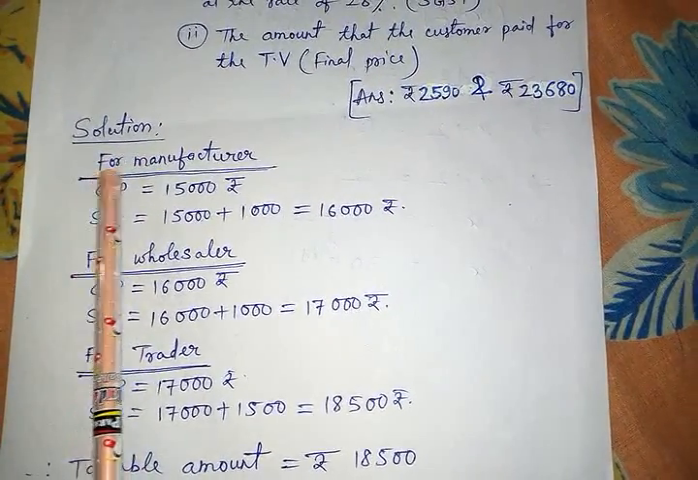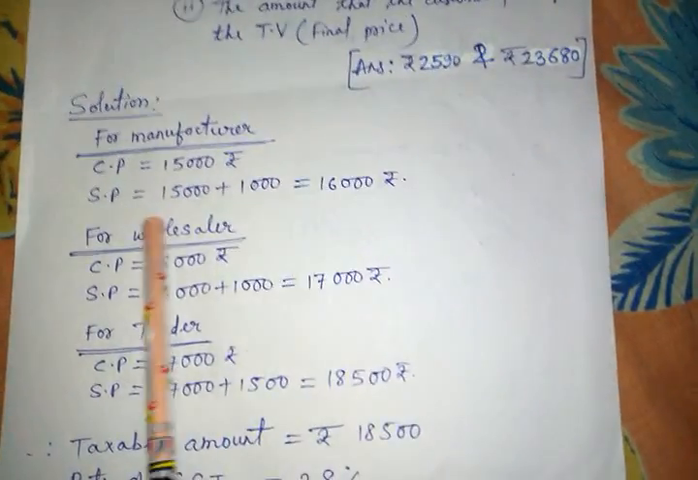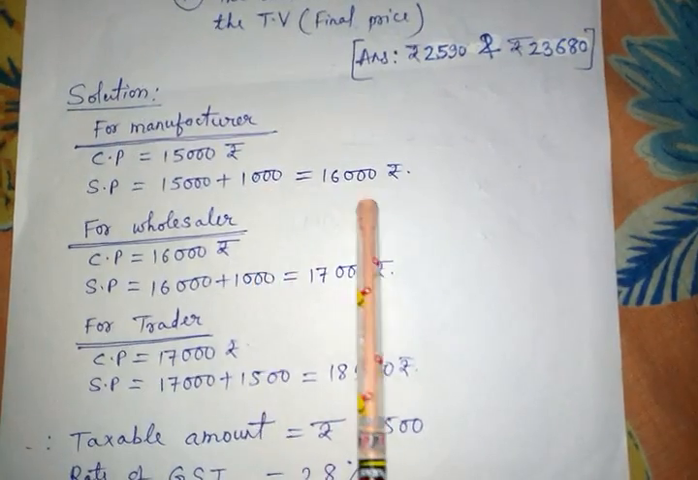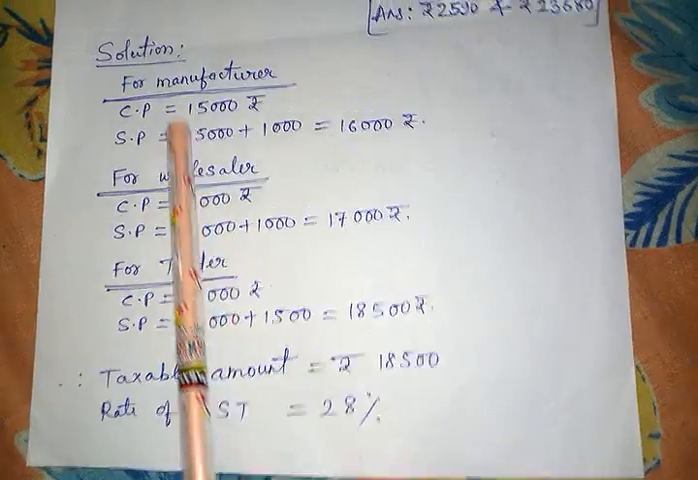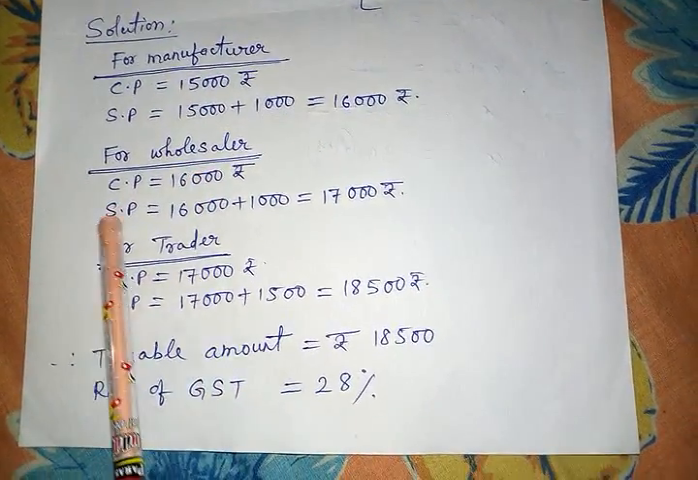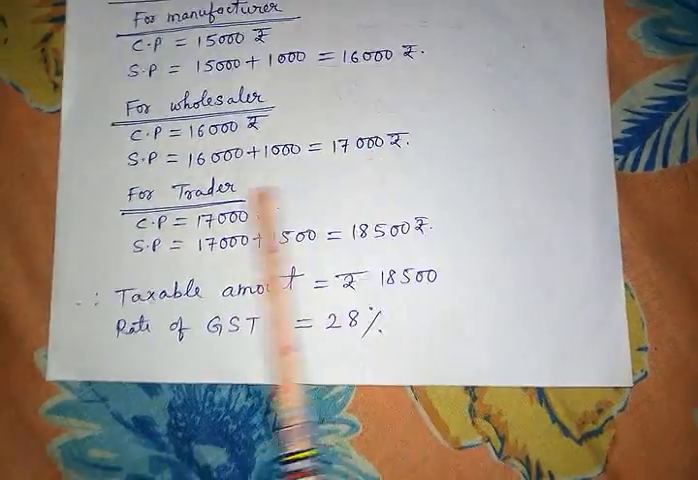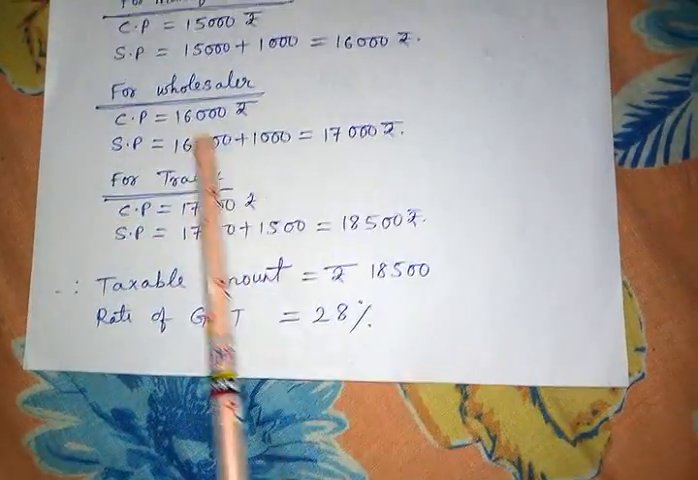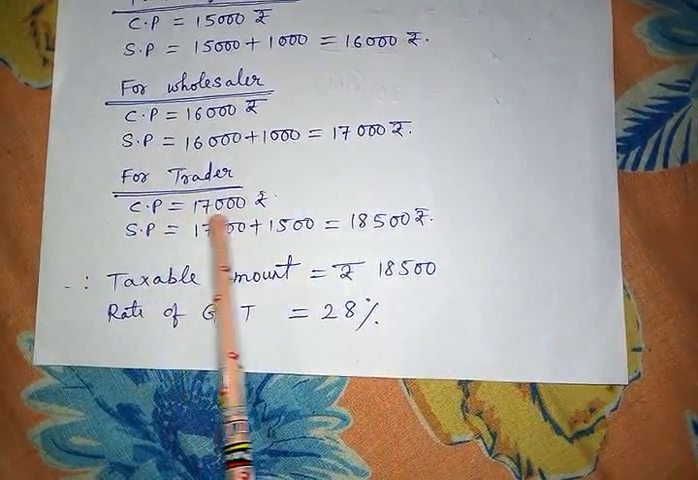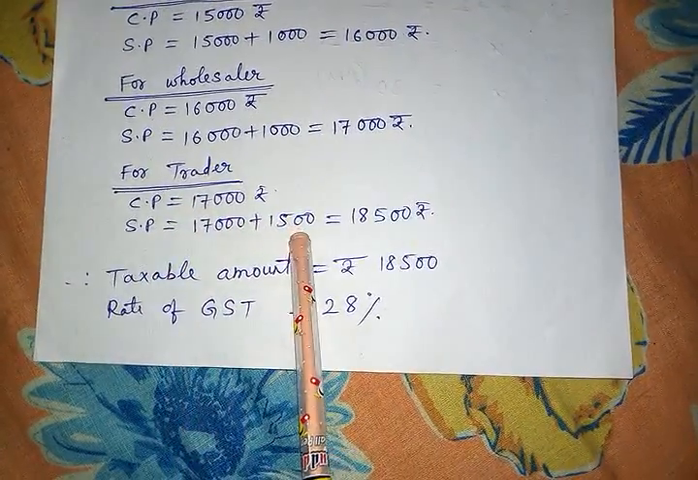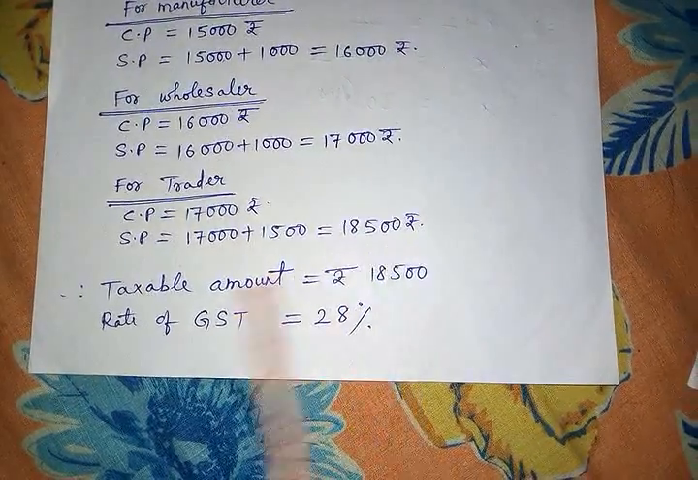So first is the manufacturer. For the manufacturer, his CP was 15,000 rupees manufacturing cost, and while selling 1,000 profit, so 16,000 rupees. For the wholesaler, CP will be 16,000. Why? Because the manufacturer is selling it to the wholesaler, so 16,000 rupees. So his SP will be 1,000 profit, so 17,000. For the trader, CP will be 17,000 because the wholesaler sold it to the trader. So the SP of the wholesaler is the CP of the trader, and his profit is 1,500. So he is selling at a price of 18,500, and at this price the customer buys.